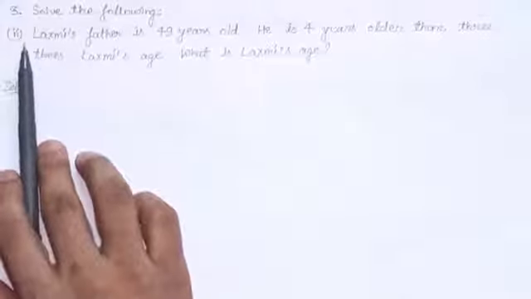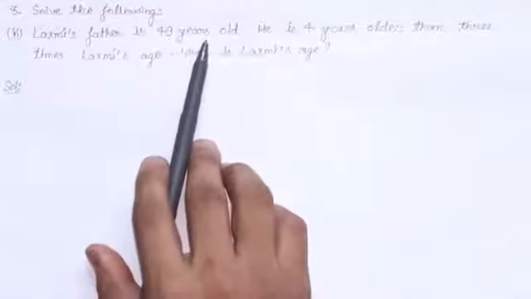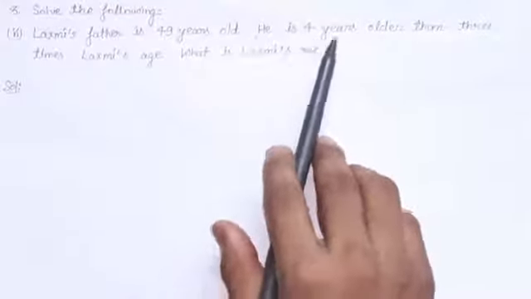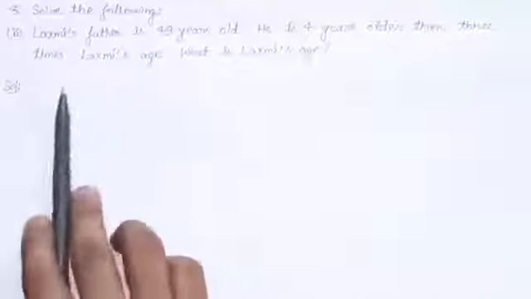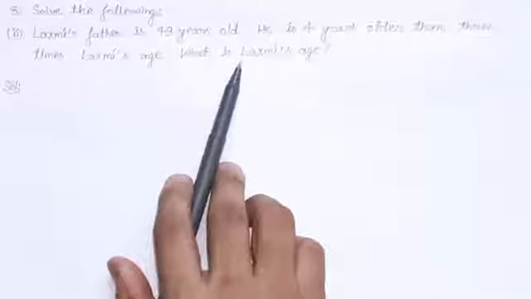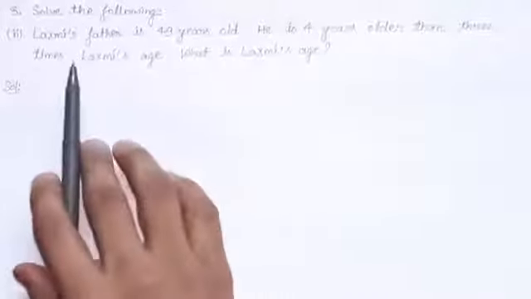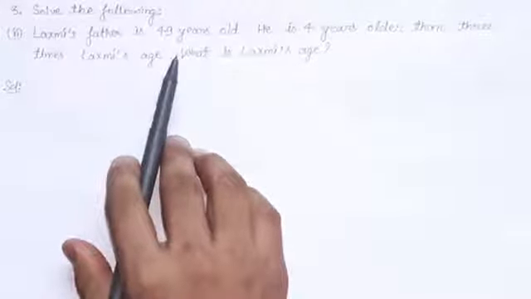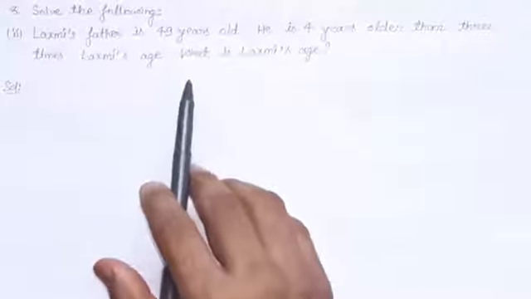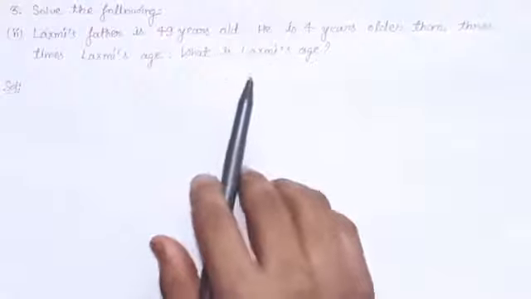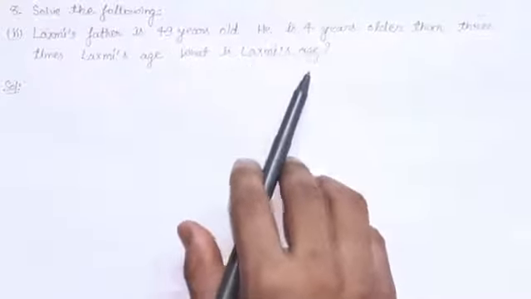The next question we have, solve the following. Here we have given a statement. Lakshmi's father is 49 years old. He is 4 years older than 3 times Lakshmi's age. Then what is Lakshmi's age? So first we have to frame an equation for this, and after framing the equation we have to solve that equation in order to determine Lakshmi's age.